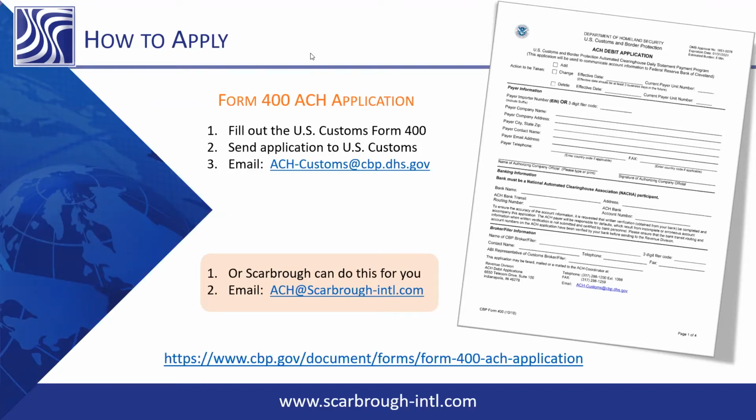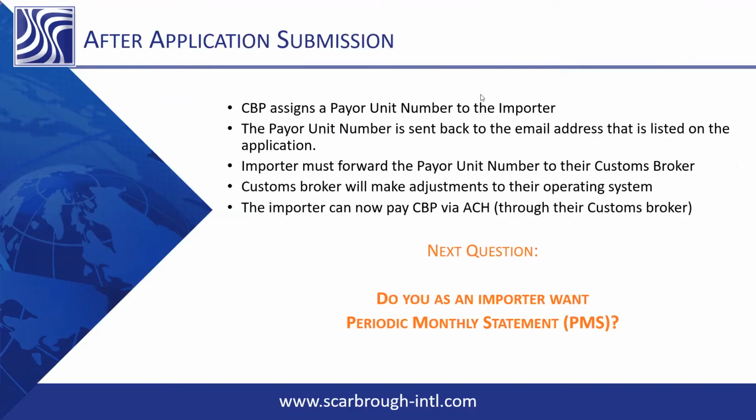Send it into Customs, and then CBP will assign you a PUN, or a payer unit number. It is emailed back to the email address that's listed on the application, so you want to watch your email for that. I think sometimes they get caught in spam filters or quarantined, but definitely keep your eyes open for it. The importer must then forward their payer unit number to their Customs broker so that they can get you all set up properly in their operating system. Once that's done and you're good to go, you're ready to start paying CBP via ACH.